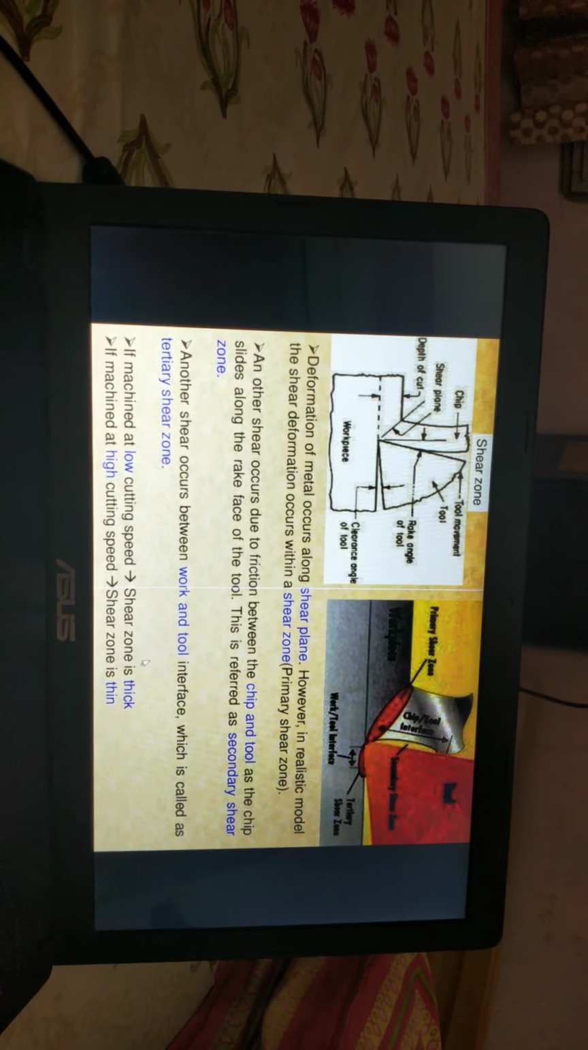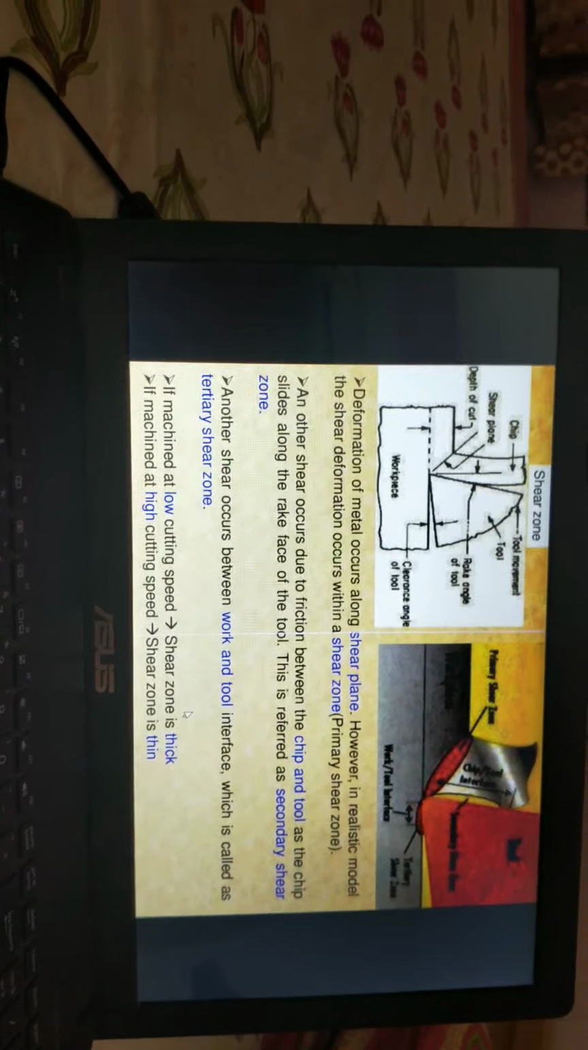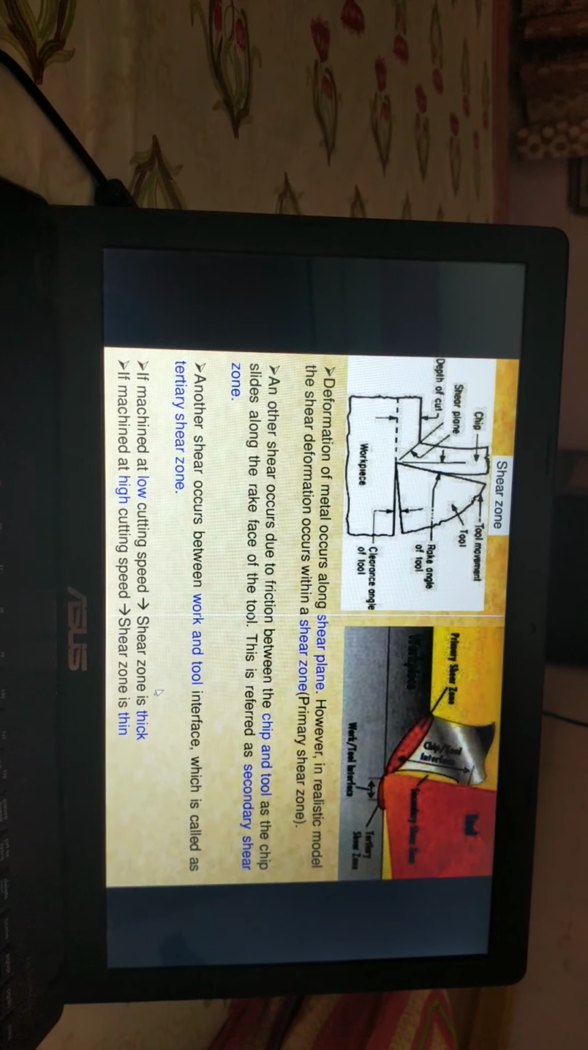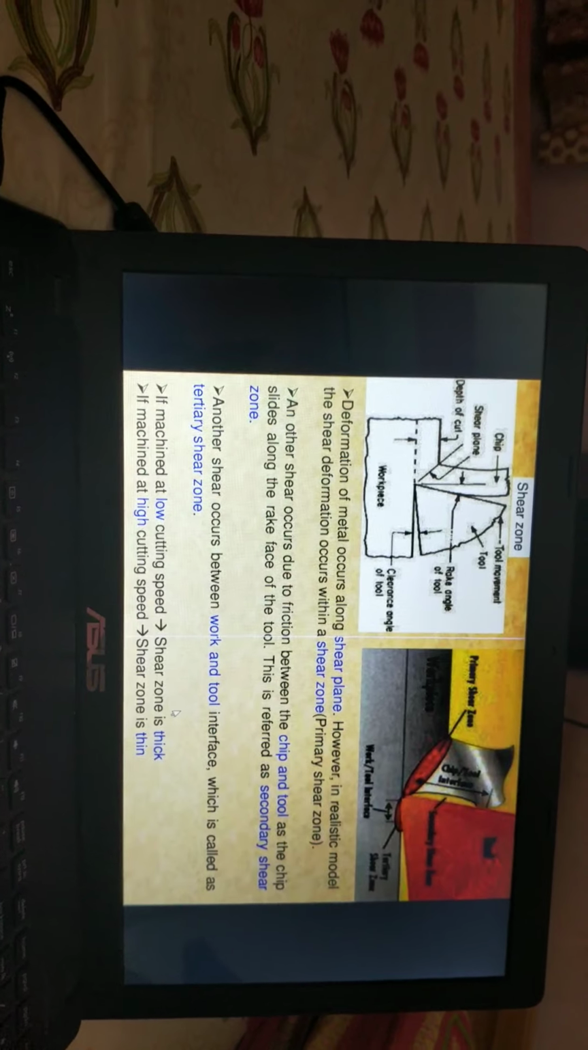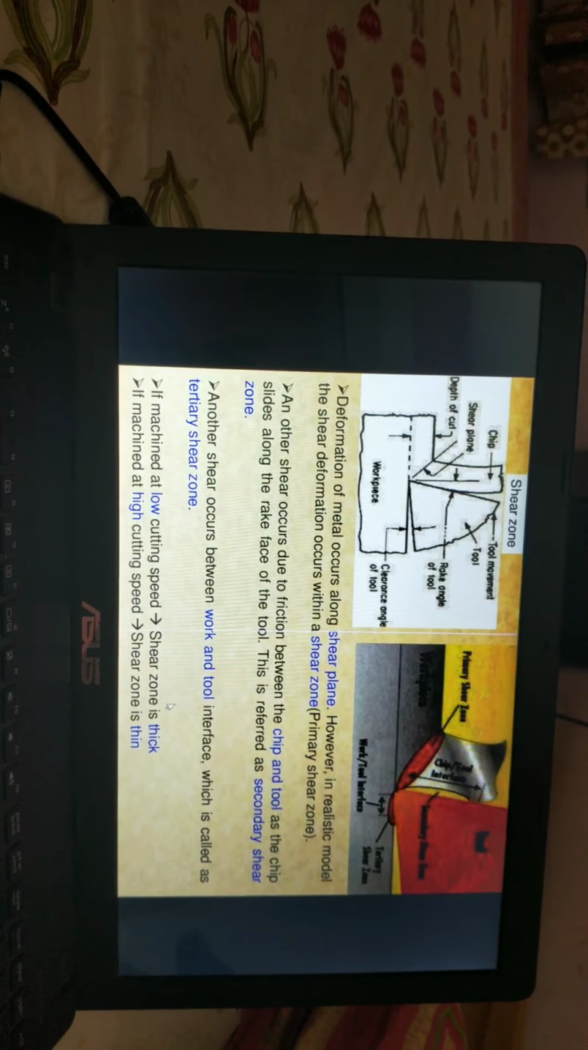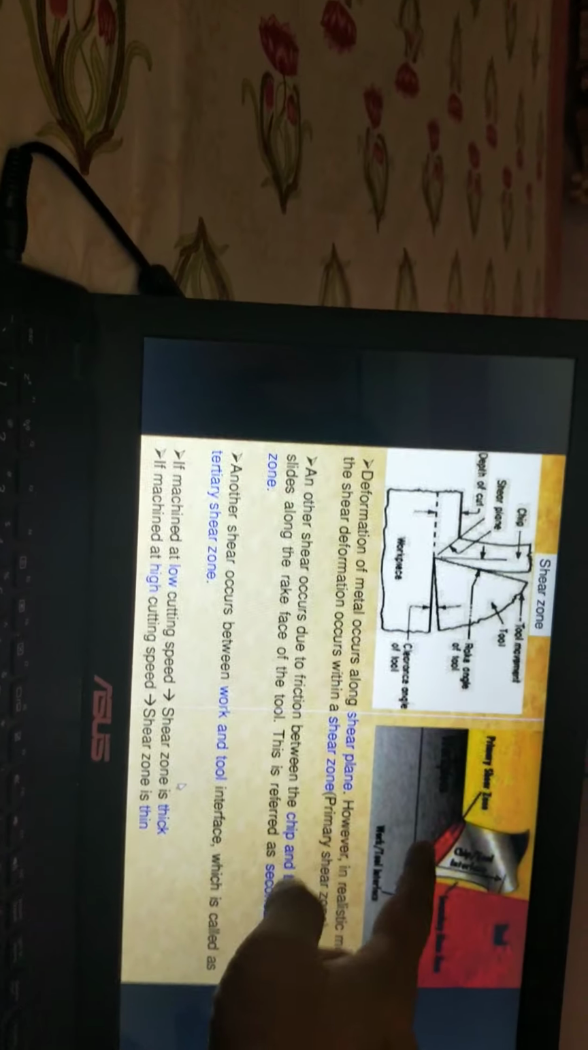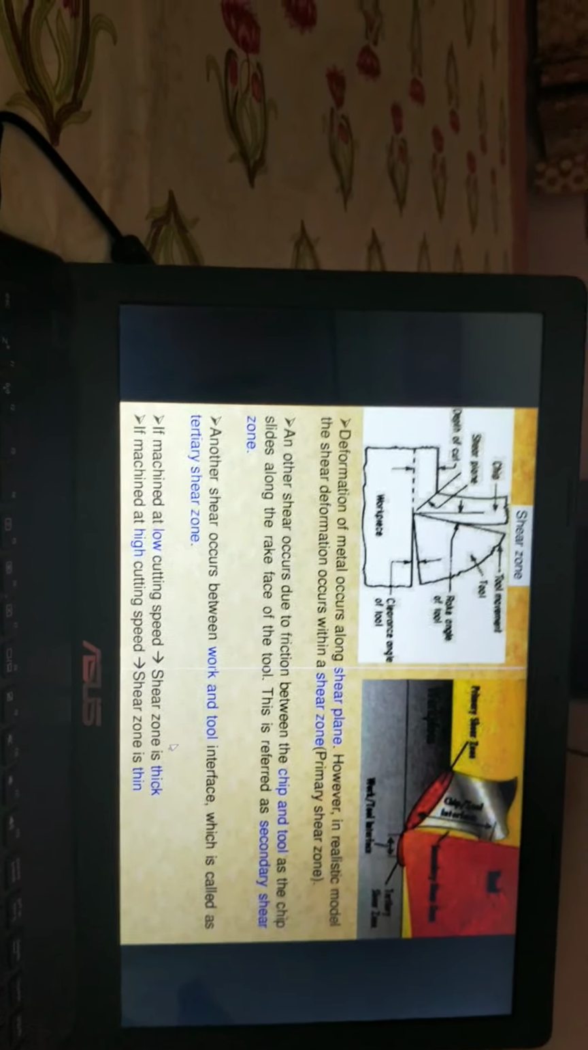However, in a realistic model, deformation occurs within a shear zone, the primary shear zone. Another shear occurs due to the friction between the chip and the tool, as the chip slides along the rake surface of the tool. This is called the secondary shear zone. A third shear occurs at the interface between the work and the tool face, which is called the tertiary shear zone. Shear zone 1, shear zone 2, and shear zone 3.